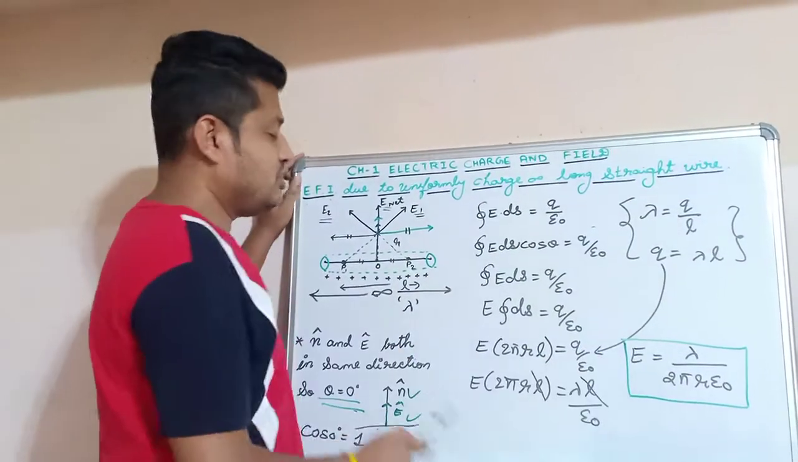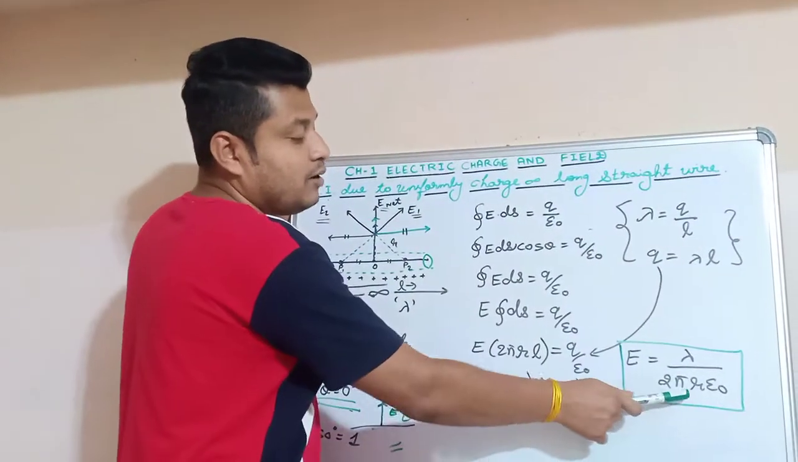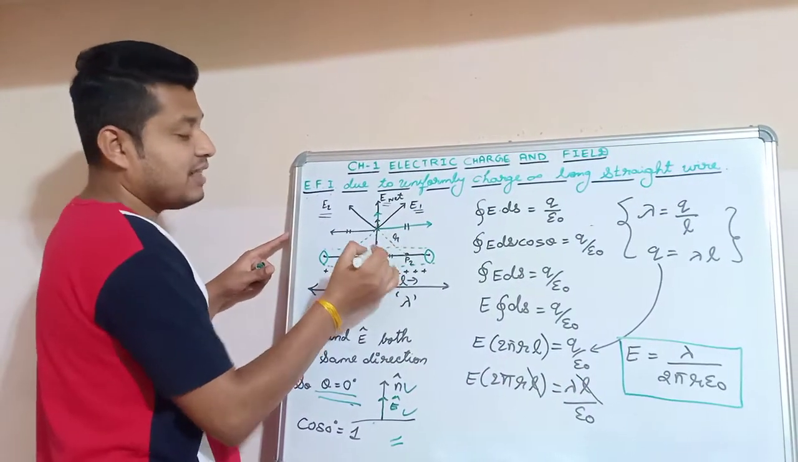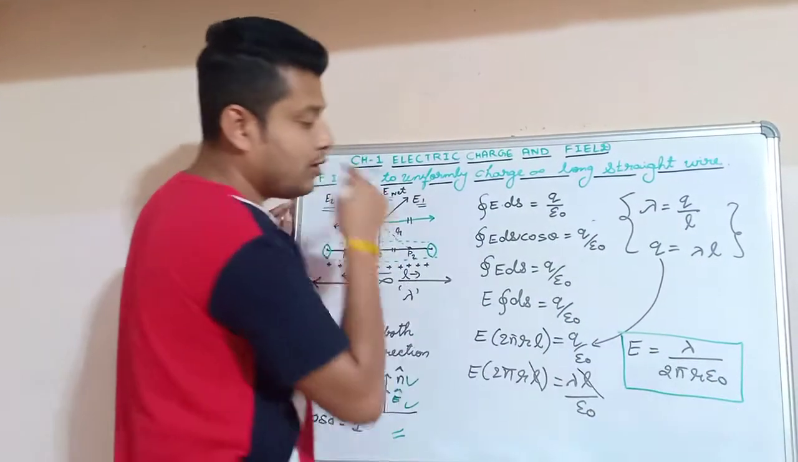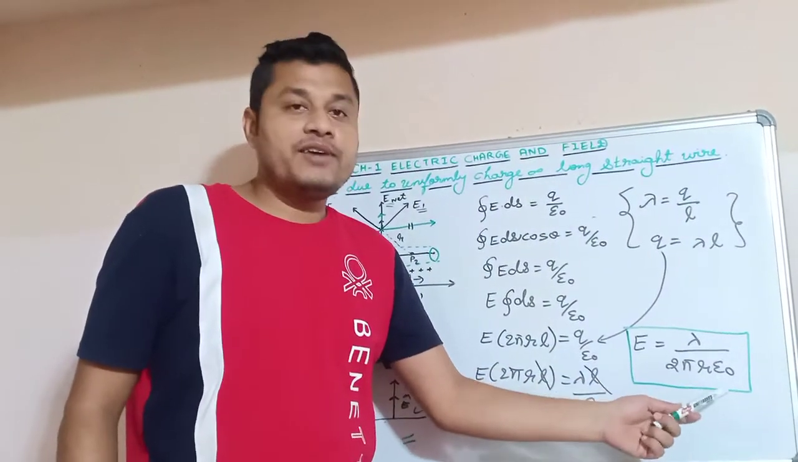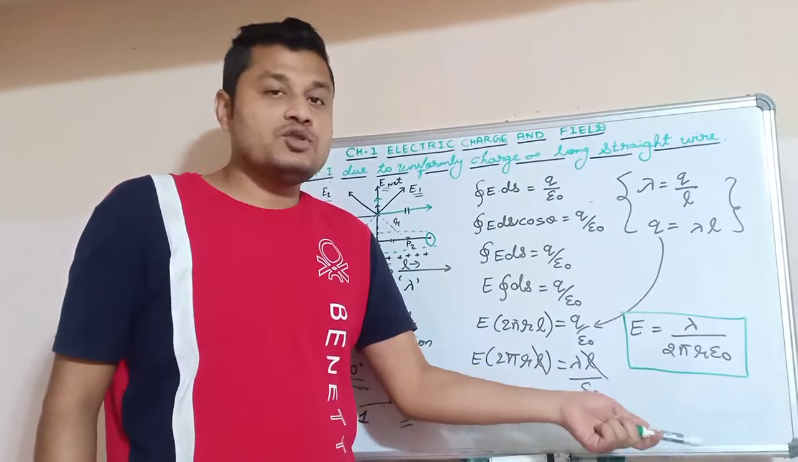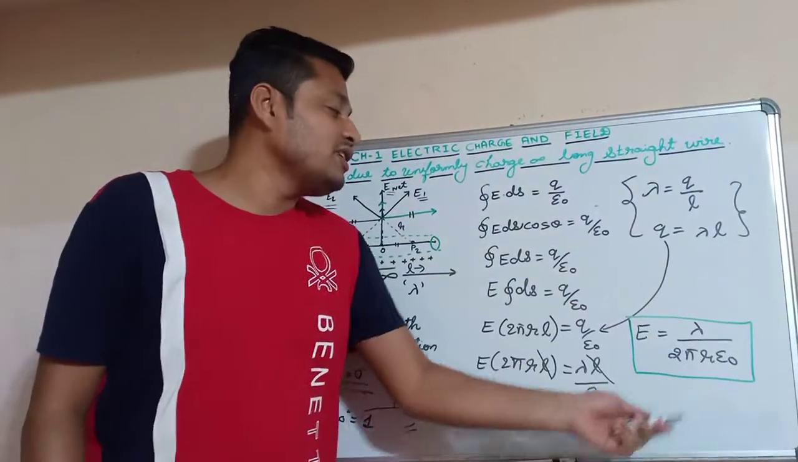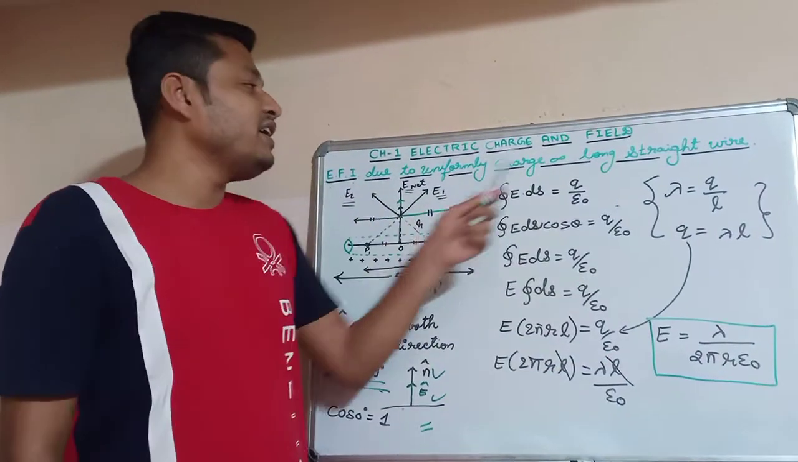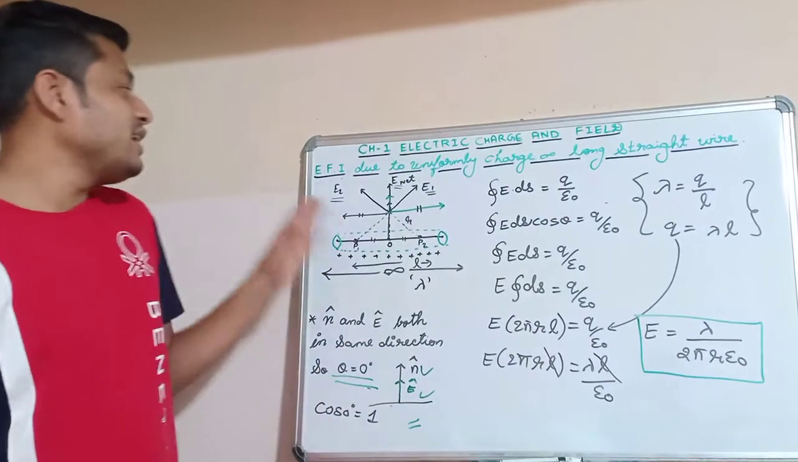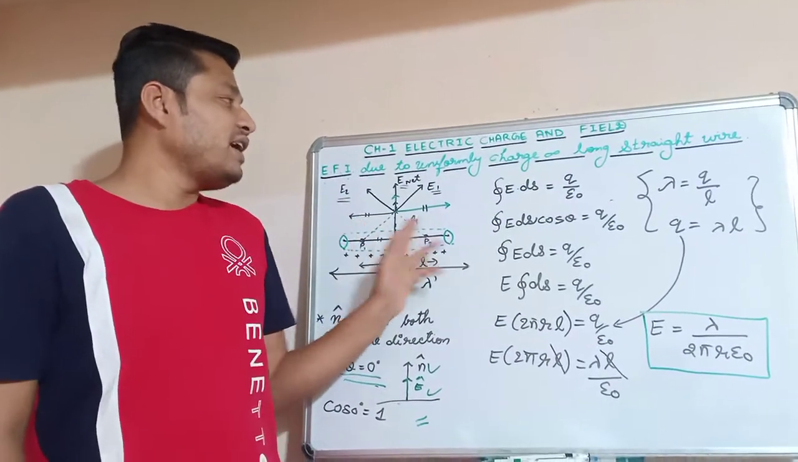Here lambda is the charge density on the wire, r is the distance between that point and the wire, and epsilon naught is the permittivity, a constant whose value is given in the numerical. With the help of the values of r and lambda, you should calculate the electric field intensity due to the straight wire. So students, today we studied the electric field intensity due to an infinitely long straight wire.